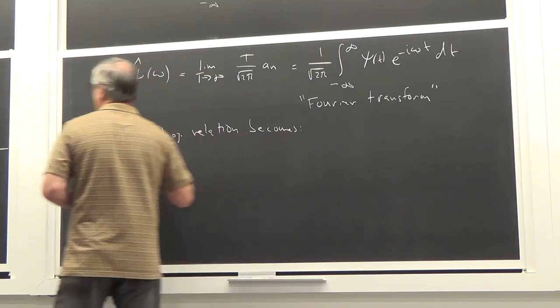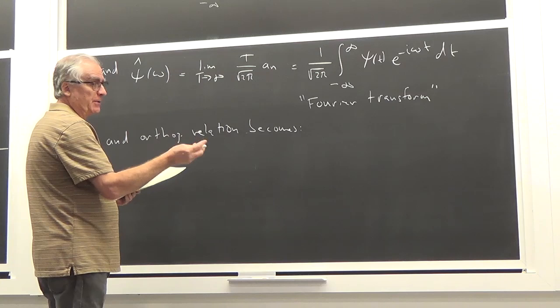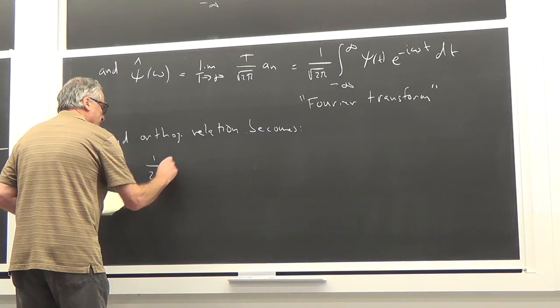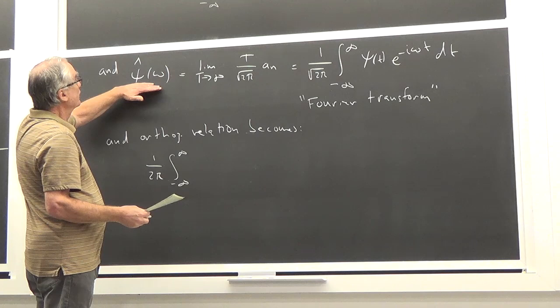This is our orthogonality relation. It shows that for different n and m, these functions are orthogonal on this interval. In this limit, as t goes to infinity, it's 1 over 2 pi times the integral from minus infinity to infinity. And the point is that if we take the inverse Fourier transform of this Fourier transform, we get back to psi of t.